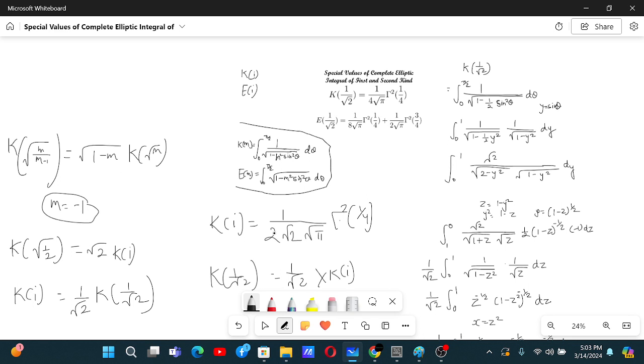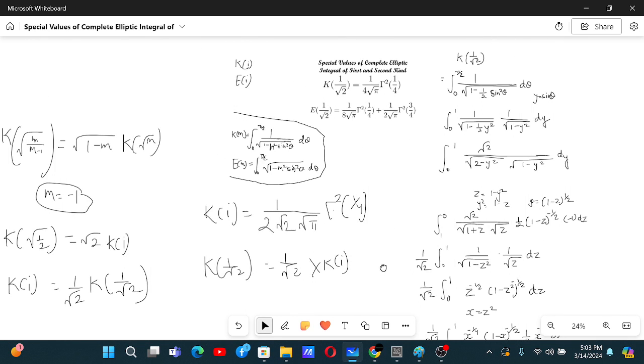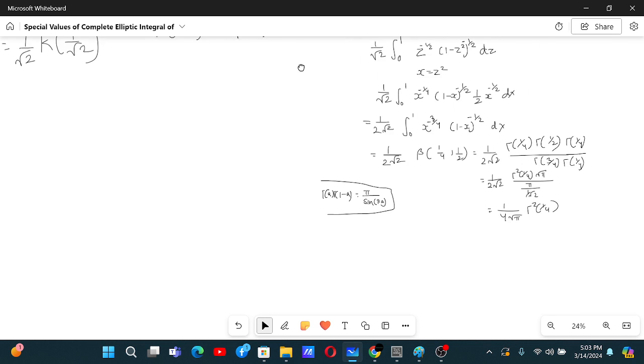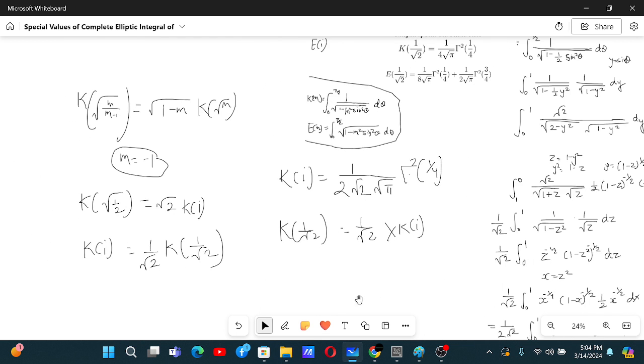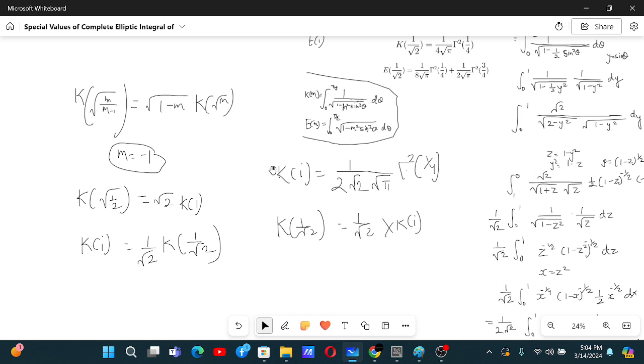K of 1 by root 2 was 1 by 4 root pi. Oh, I missed it, I guess. K of 1 by root 2 is 4 root pi. So to get that, we should basically multiply this by 1 by root 2, K of I by 1 by root 2. And now we have this identity.